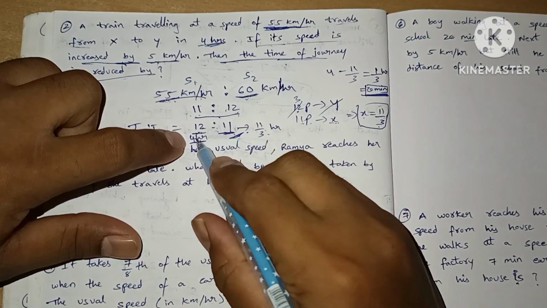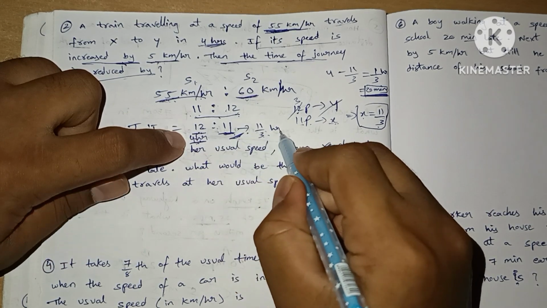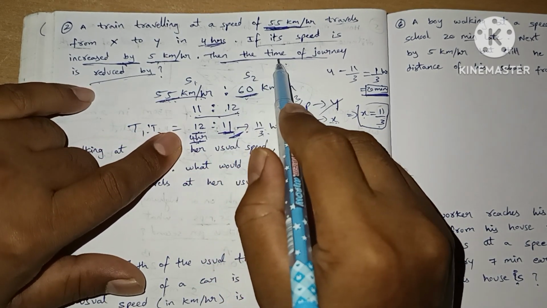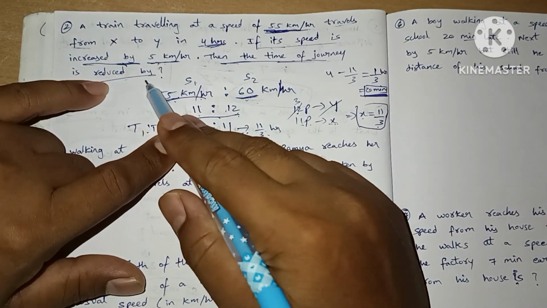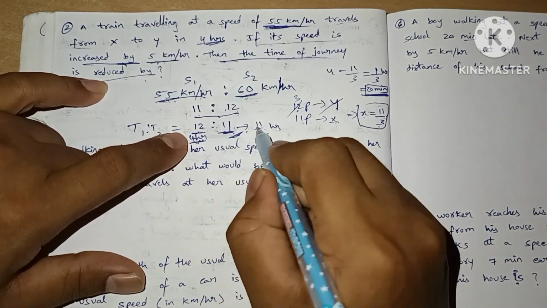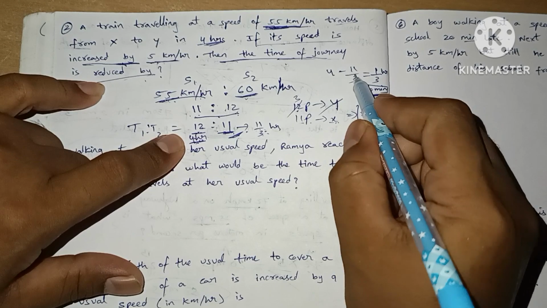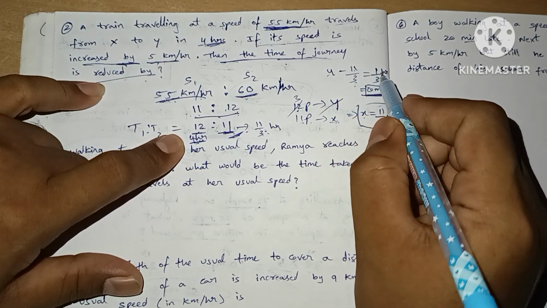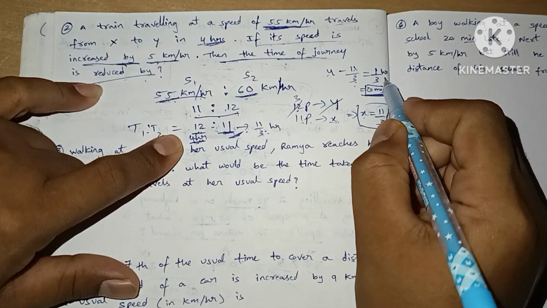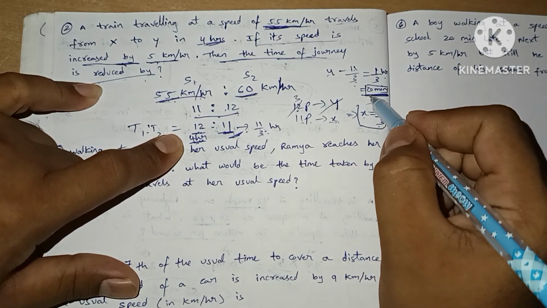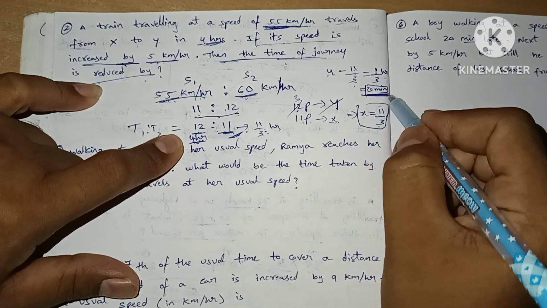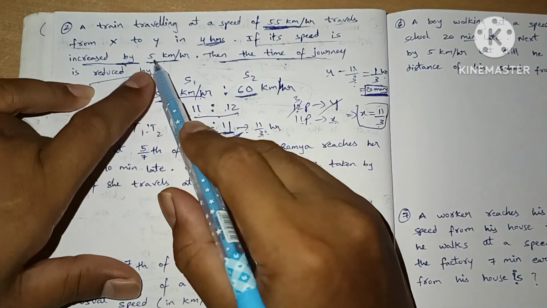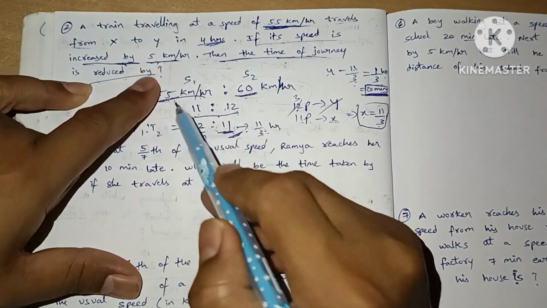So we have 4 hours and 11 by 3 hours. What we need to find is how much the time of the journey is reduced by, which is asking about the difference between these two. 4 minus 11 by 3 will be 12 minus 11 over 3, which is 1 by third hour. 1 by third means 20 minutes. So 20 minutes is reduced due to increasing the speed by 5 kilometers per hour.